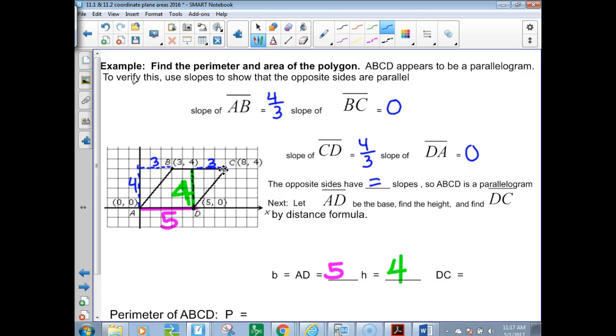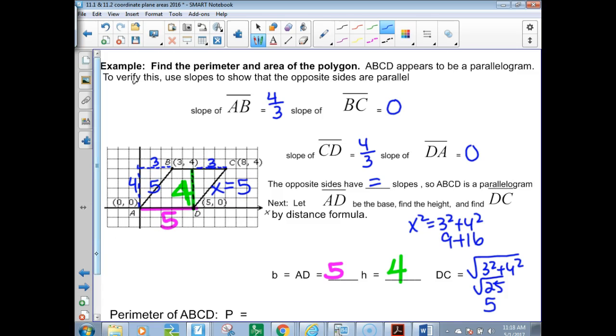So if it's 4 and 3, we're going to do the Pythagorean theorem essentially to find DC. So x squared equals 3 squared plus 4 squared, which gives us the square root of 3 squared plus 4 squared. 3 squared plus 4 squared is 9 plus 16, which is 25. And the square root of 25 is 5. Now, what that tells me, this thing's actually a rhombus because all the sides are 5.